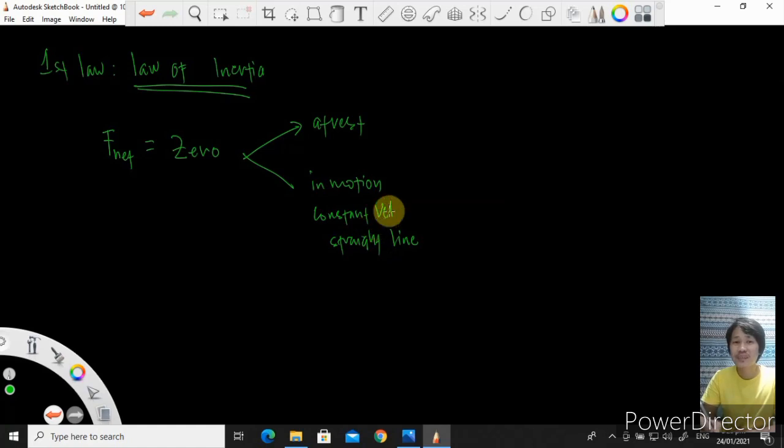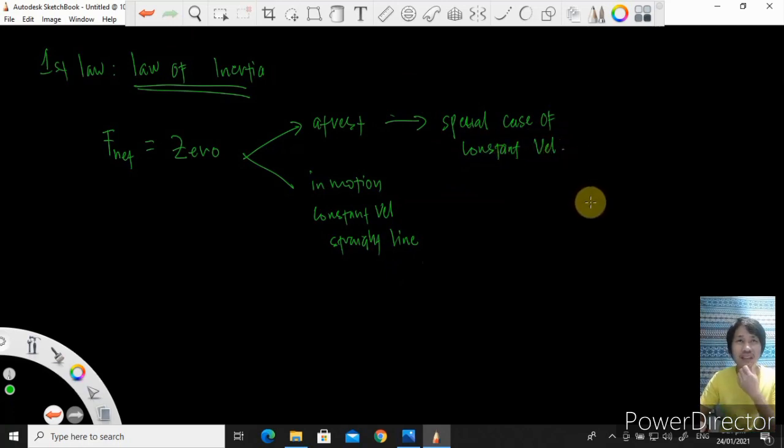Or pwede din natin sabihin to. Yung at rest, pwede natin i-consider to as special case of constant velocity.